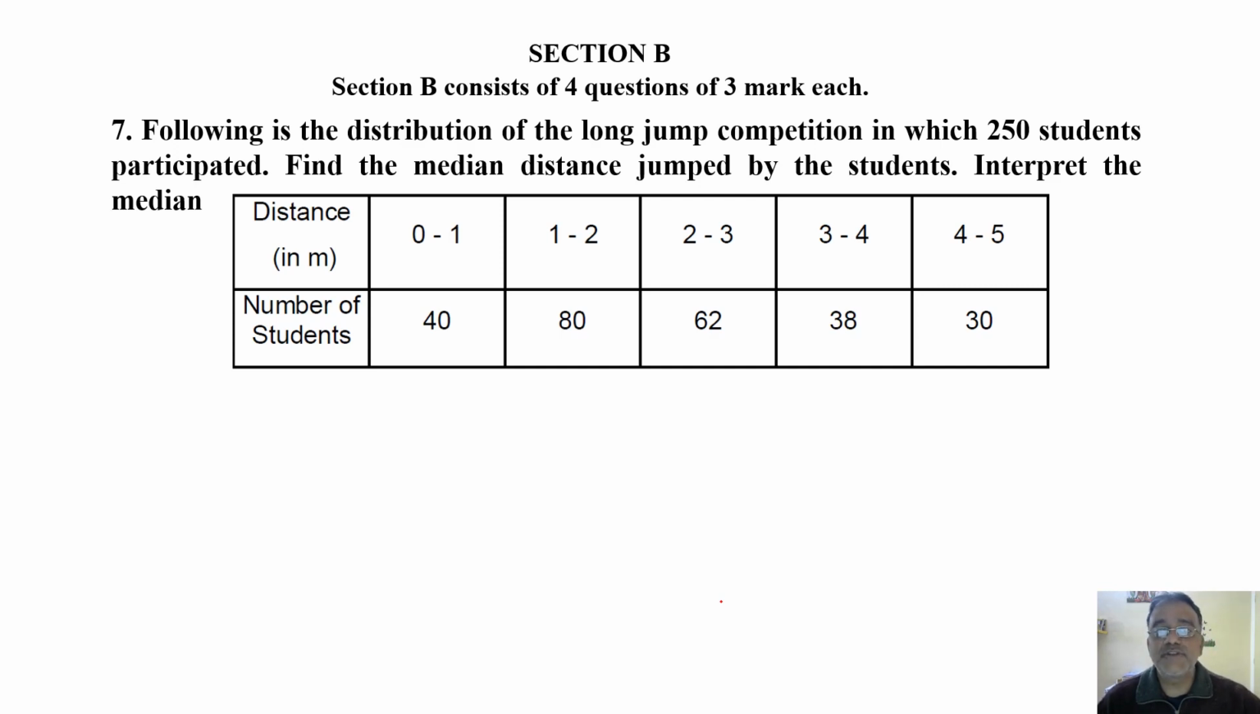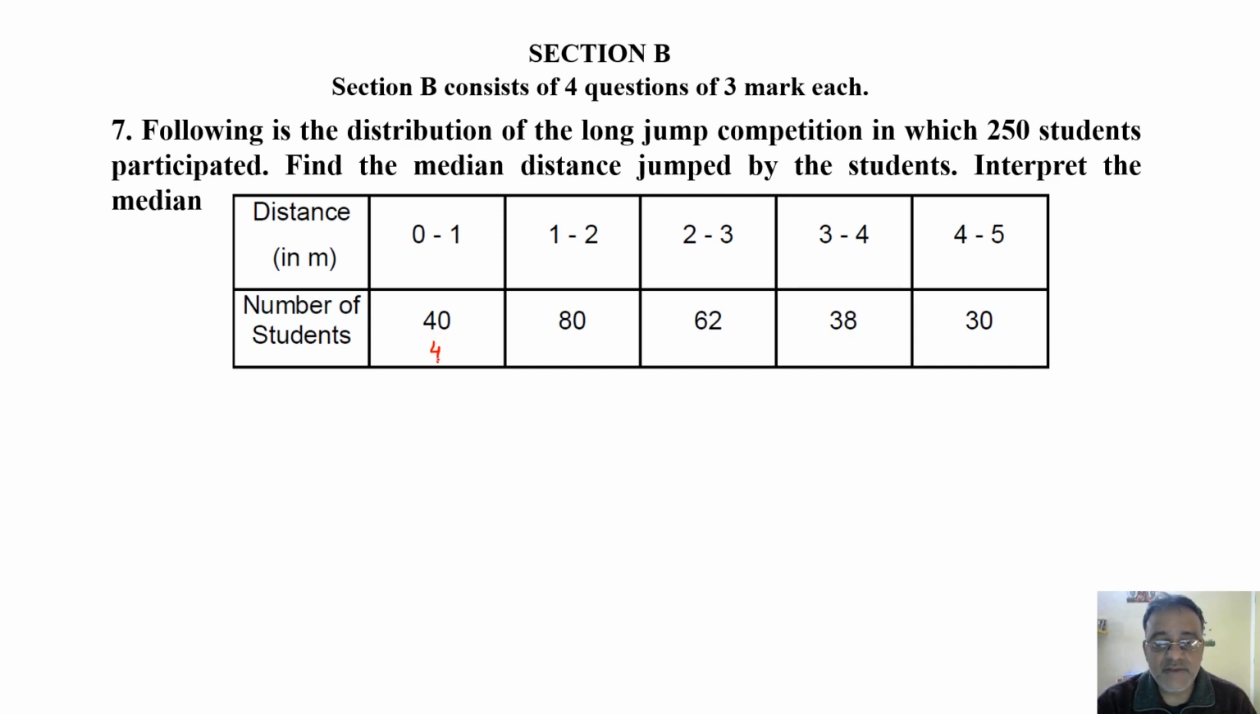Following is the distribution of the long jump competition in which 250 students participated. Find the median distance jumped by the students. Interpret the median. Okay, so for the median we need to find CF, and we need to check whether the class interval is continuous or not. Is the class interval continuous? Yes, sir. Okay, now let's find CF.